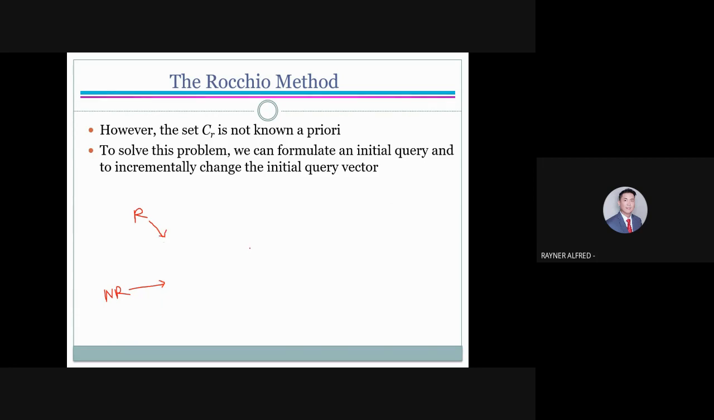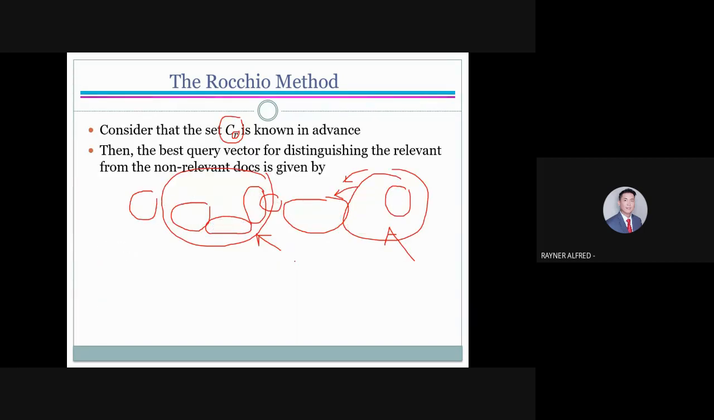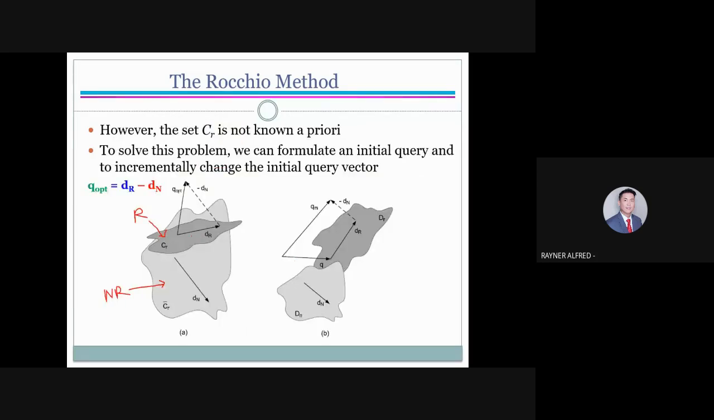So based on the formula that we have here, we subtract the non-relevant document from the relevant document. So basically we have this illustration. This is your relevant, and then you minus in that direction, and this is your optimized query. So this is without the query.